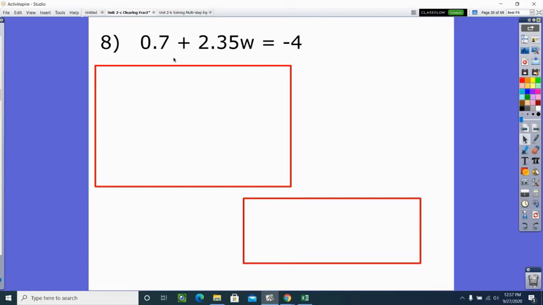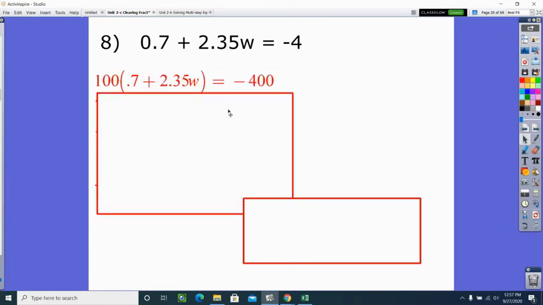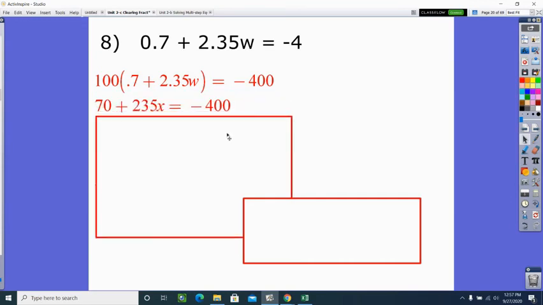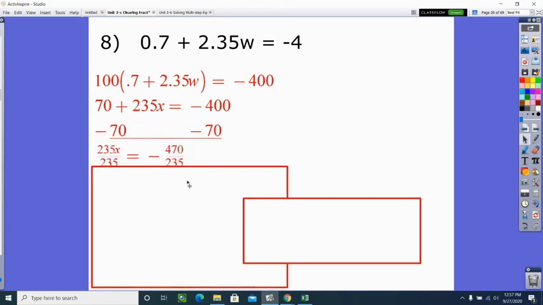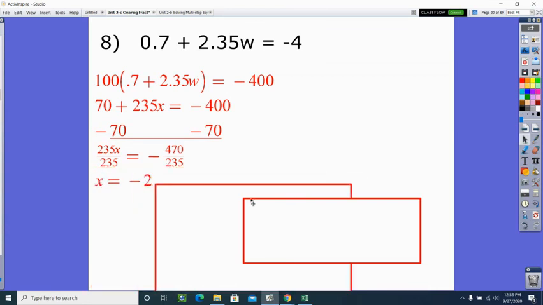Okay, so what was your magic number? One place here, two places here, and over here there aren't any. So two places would be 100. So again, we're going to multiply everybody by 100. We get 70 plus 235x equals, and don't forget to multiply him. That's a common mistake. I'm going to subtract 70. And then get negative 470, divide by 235. And surprise, surprise, it comes out to a nice number. X equals negative 2.